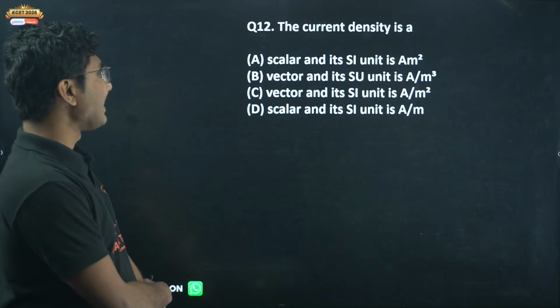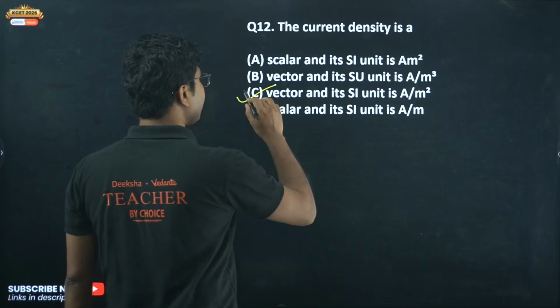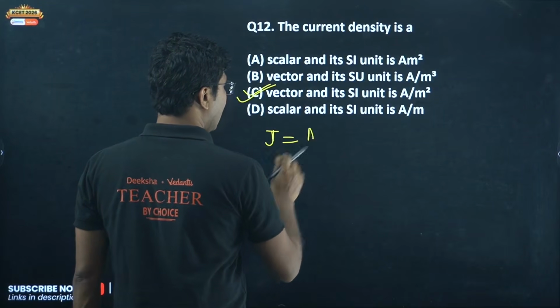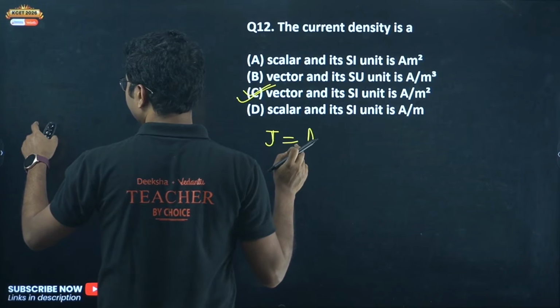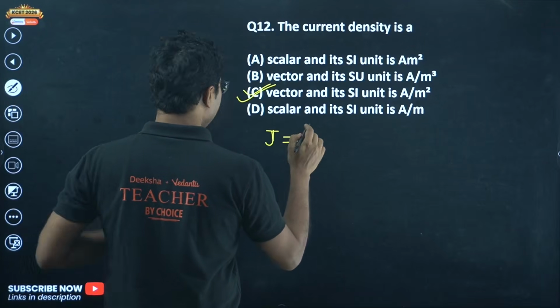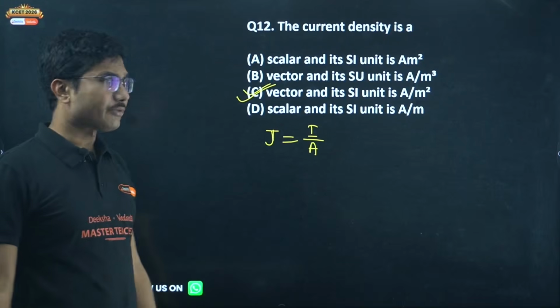Next, the current density is a vector quantity and its unit is ampere per meter square. Current density J is a vector quantity and it is given by I upon A. I is current, so ampere per meter square, and A is area, which is meter square.